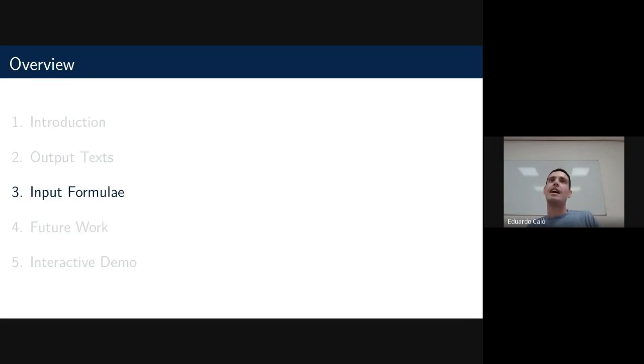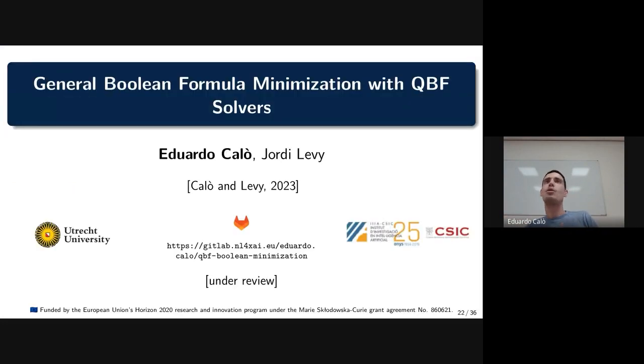So I will move now to the second main challenge of my topic, on which I've worked so far, which is how do we properly manipulate the input formulas to get a text which is more comprehensible and fluent. This is another work that you can find already on arXiv, but it's under review at a conference. And this is something that I worked on during my internship in Barcelona at the end of last year.